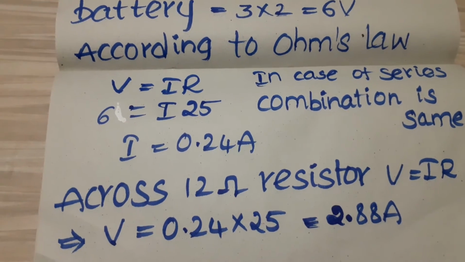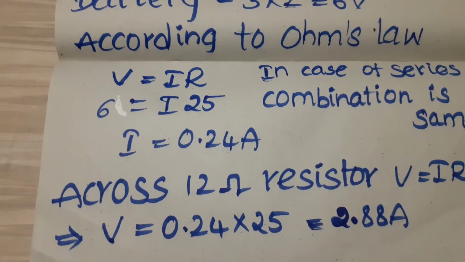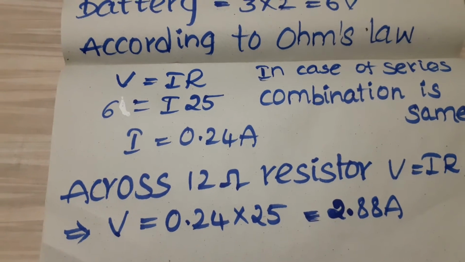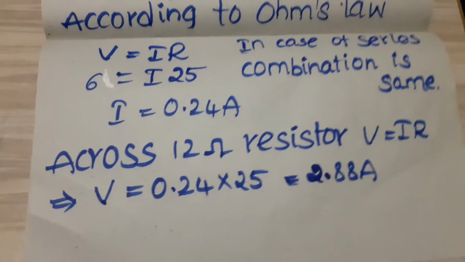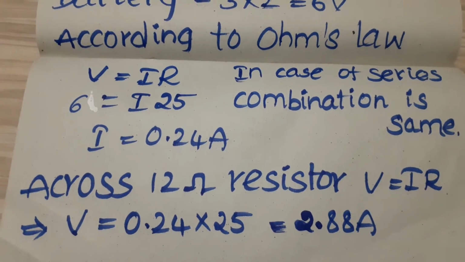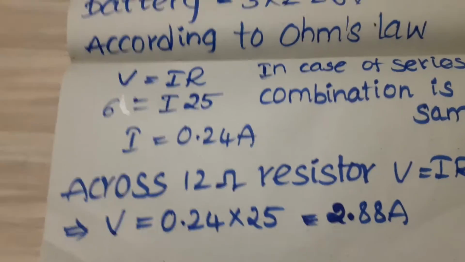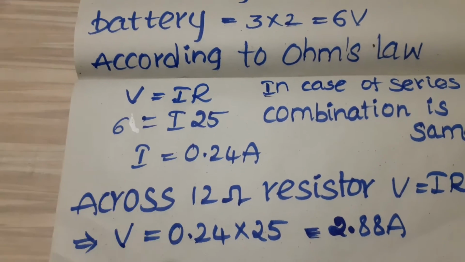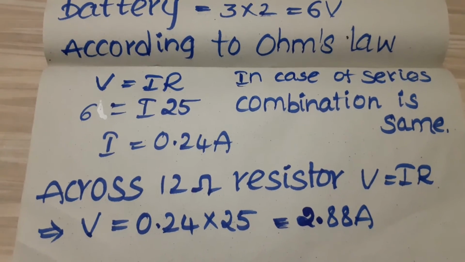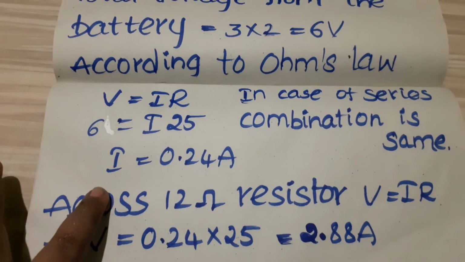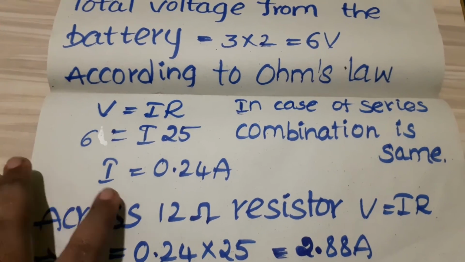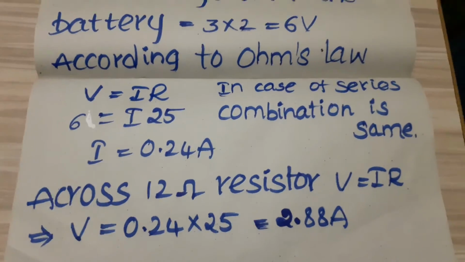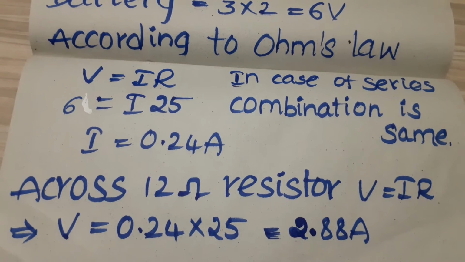In this circuit, I am going to find the total current in the circuit. Why? Because in series combination, the current in each resistor is the same. So the total potential difference from the battery is 6 volts. We have to find the resistance. The total equivalent resistance in the circuit is 25 ohms. I equal to 6 by 25. Its value is 0.24 ampere. That is the current value.